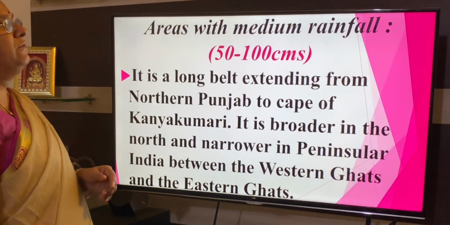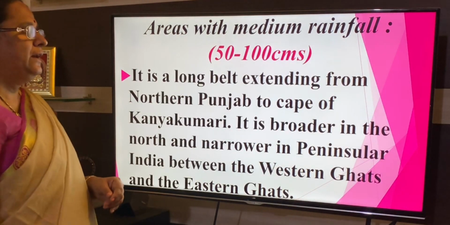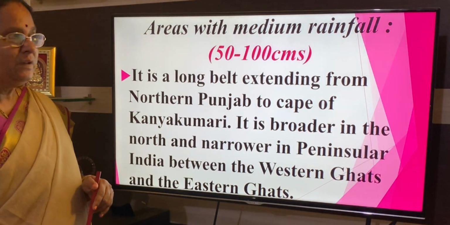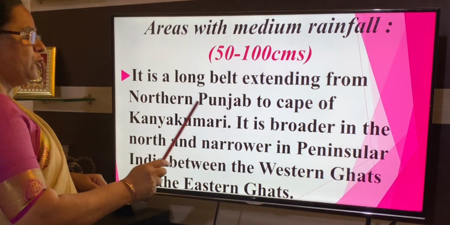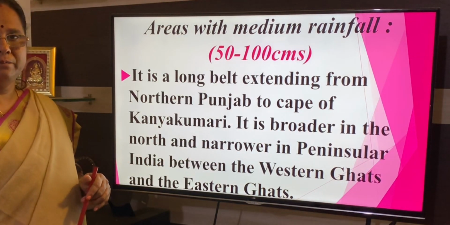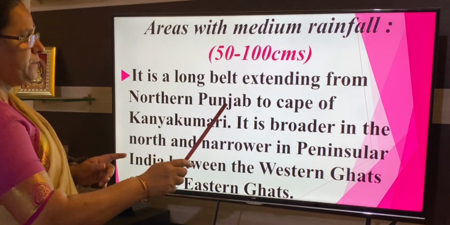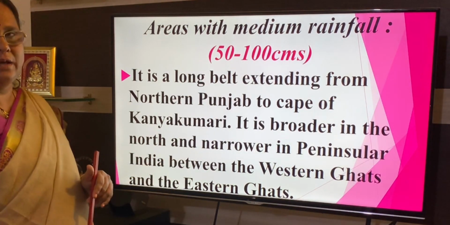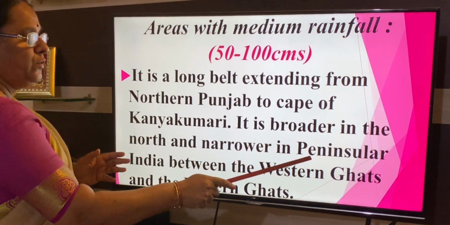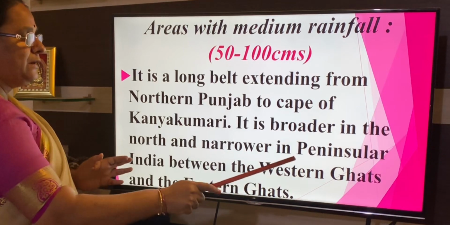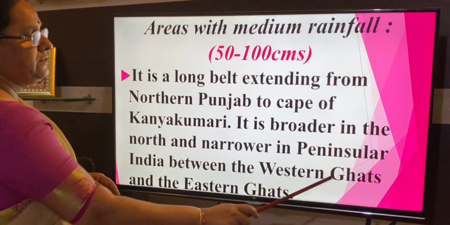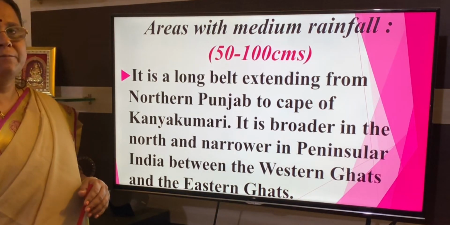The next one is where we have medium rainfall, and that is 50 to 100 centimeters. So here, if you see, it extends from northern Punjab to Cape of Kanyakumari. And remember, it will be broader towards the north. As it moves towards the peninsular plateau, it will become narrow. It will be narrow in between Western Ghats and Eastern Ghats.